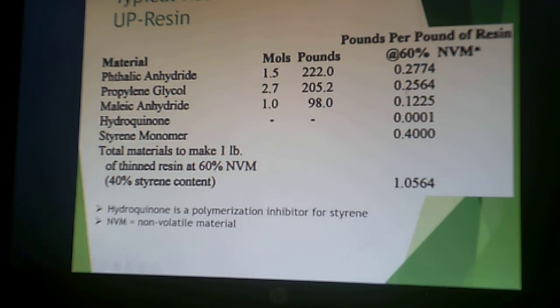Then after these are all polymerized, you use styrene monomer, and this makes up about 1 pound of thinned resin at 60% non-volatile material. In other words, 40% styrene. So non-volatile material is the alkyd, 40% styrene is the reactive diluent. So the hydroquinone is actually, sorry, it was not a catalyst, it is a polymerization inhibitor for styrene. So you put a little bit of that in there so that the whole formulation doesn't start to spontaneously react on the shelf.